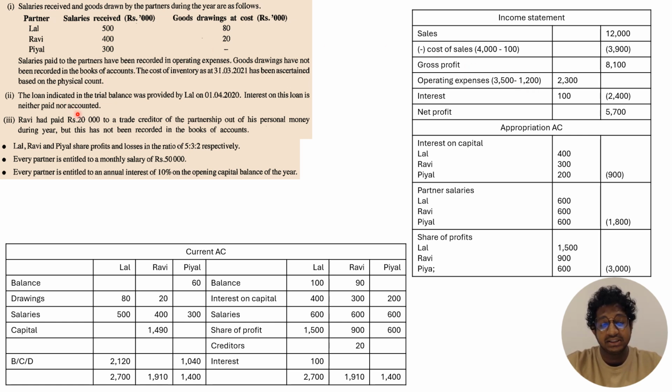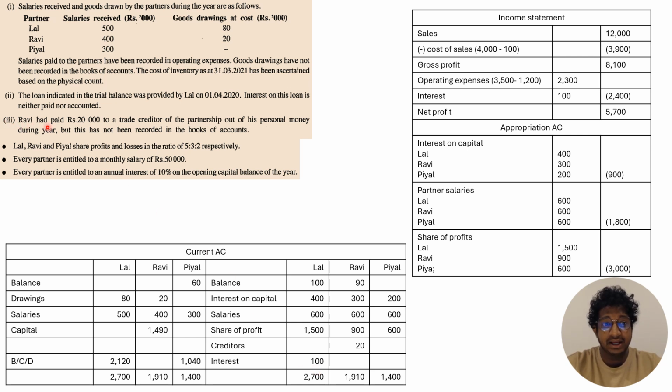And the loan indicated in the trial balance is provided by Lal on 1st of April 2020. So which means as at opening date, you have to find out interest at 5% because there is nothing given in the agreement for additional loans, right? So you have to go with 5% interest. So our interest is 100, so that is an expense, and this total 100 you have to pay to Lal, so Lal's current account debit.